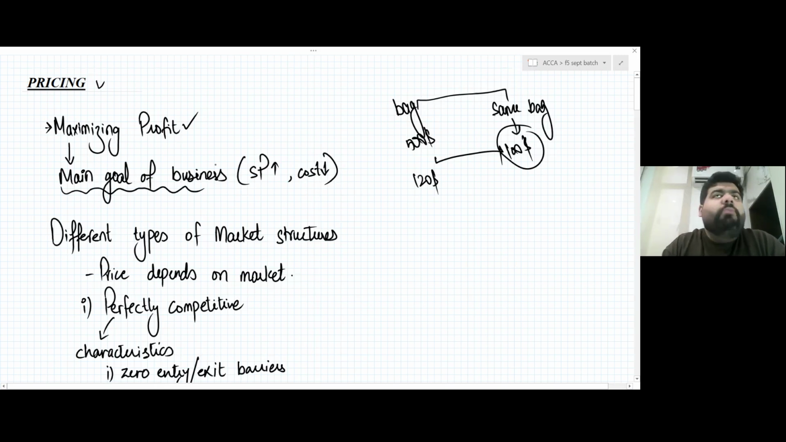Normally people think that if our selling price is more and cost is less, we can earn more profit. But this is not the real concept. Increasing your selling price every time will not lead you to greater profit. Sometimes decreasing your selling price will lead you to greater profit.